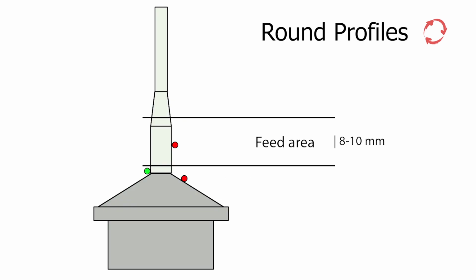For round profiles, the mandrel is fixed in the head such that approximately 8 to 10 mm of the mandrel base is visible as a feed area. The exact dimensions of the feed area have to be verified or determined via a test run. The winding point here is on the bottom end of the feeding area, just above the head.